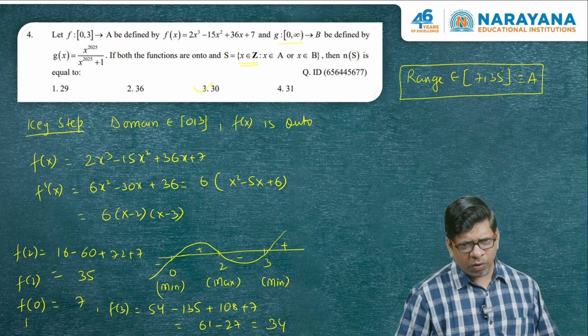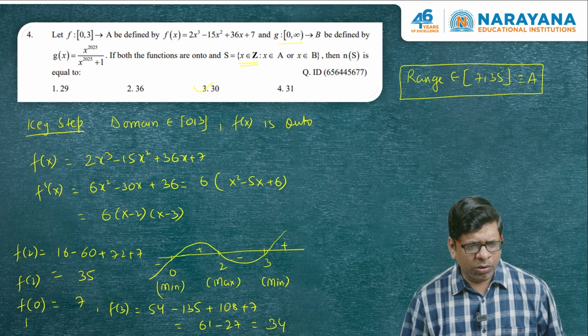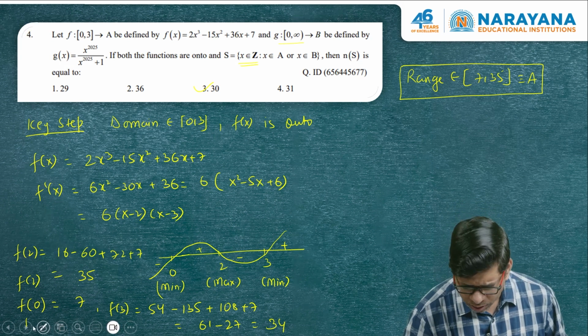So the difficulty level of the question is okay. It is definitely solvable, but we have to solve for two different functions. So it is a bit time taking, but still it can be solved within 2.5 minutes to 3 minutes.